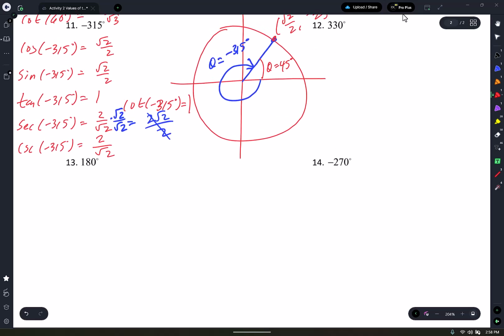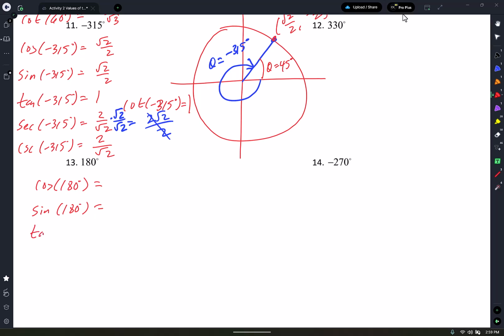180 degrees. I'm just going to go right into it. Cosine 180 degrees. Sine 180 degrees. Tan 180 degrees. Secant 180 degrees, cosecant 180 degrees, and cotangent 180 degrees. Okay, cosine of 180, what is that? Negative 1. Sine of 180.